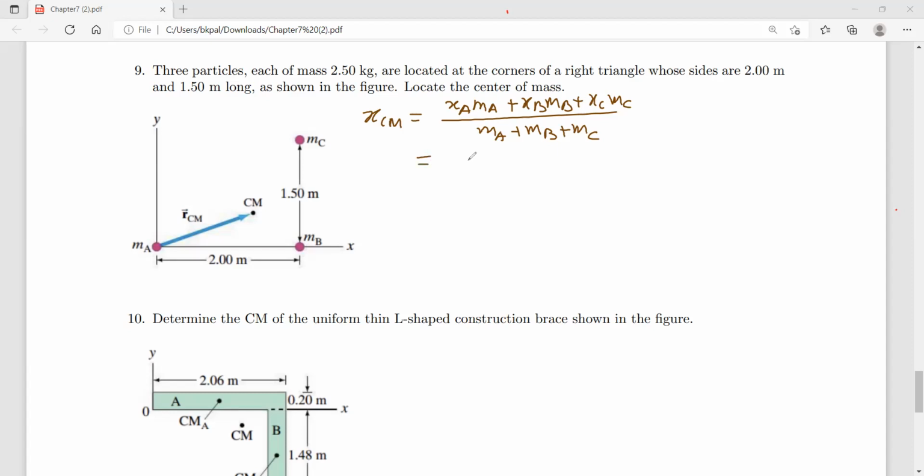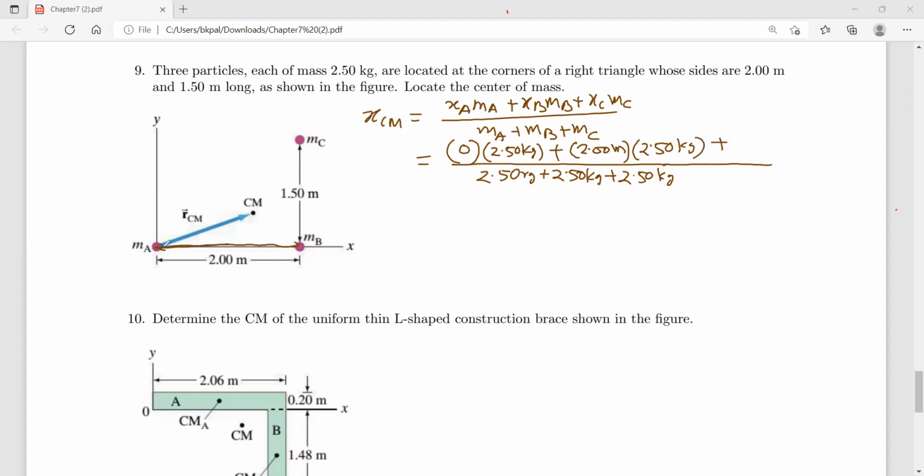So again, it is very similar to the last problem. So it is 2.5 kilograms, 2.5 kilograms, and 2.5 kilograms. Now XA is here at the center, at the origin, so that means x equals 0. XB is this distance, that is 2 meters, right? And XC is again 2 meters because the x distance is just this one, the horizontal distance. So from this line to this line is 2 meters. So it's again 2 meters.